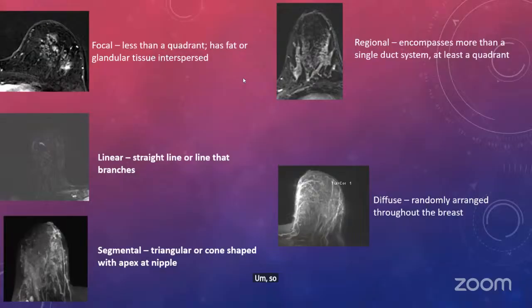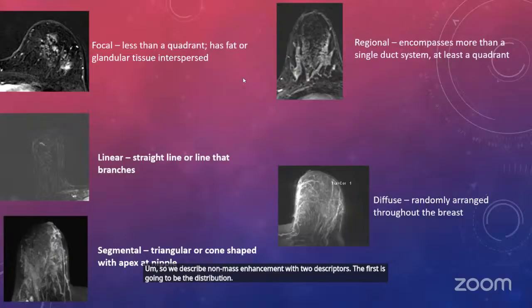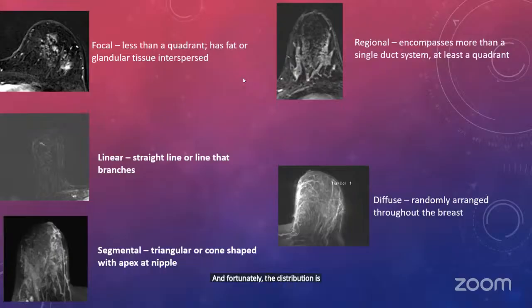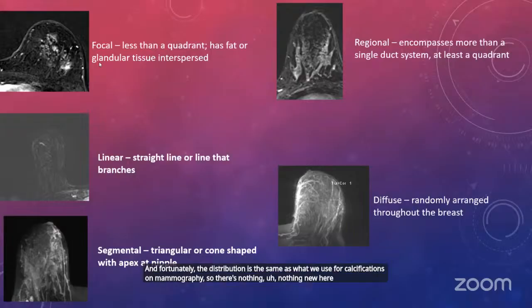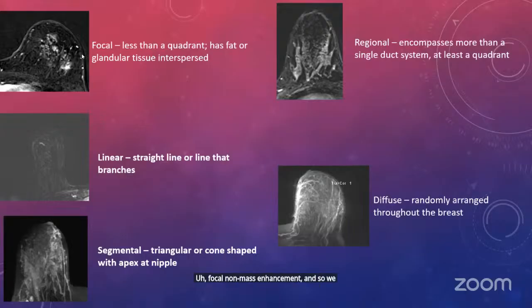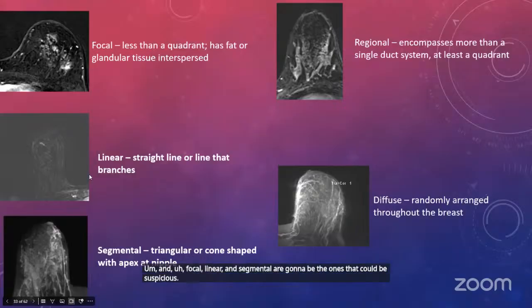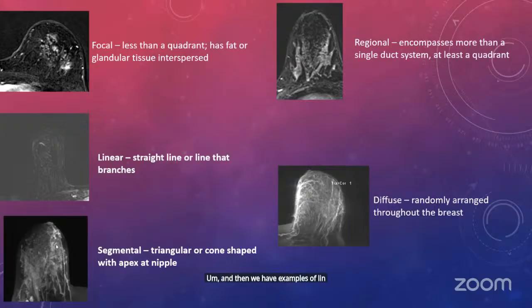We describe non-mass enhancement with two descriptors. The first is going to be the distribution. And fortunately, the distribution is the same as what we use for calcifications on mammography, so there's nothing new here. The main new thing is we call it focal non-mass enhancement, and so we don't have group non-mass enhancement, of course. Focal is going to be less than a quadrant and has fat or glandular tissue interspersed. And focal, linear, and segmental are going to be the ones that could be suspicious. And then we have examples of linear and segmental non-mass enhancement here.